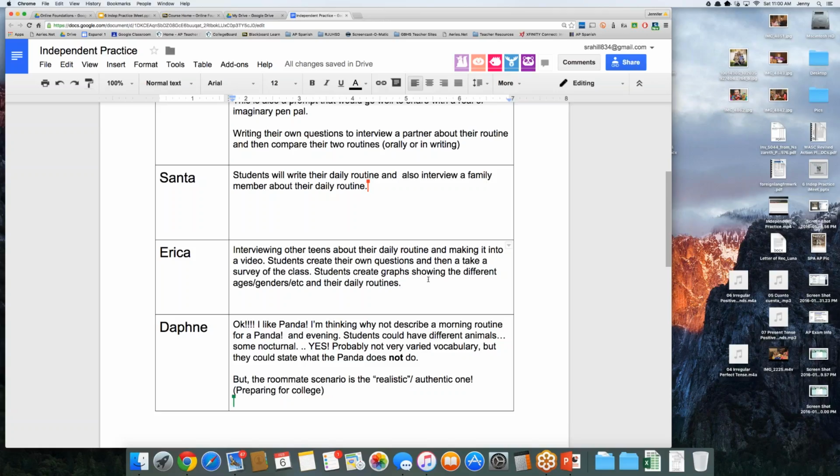Oh, because someone wrote the roommate scenario is the realistic, authentic one, right? Preparing for college. It's something they'd probably be interested in. Even our freshmen and sophomores, I won't be living at home forever. In a couple of years, I'll be on my own.